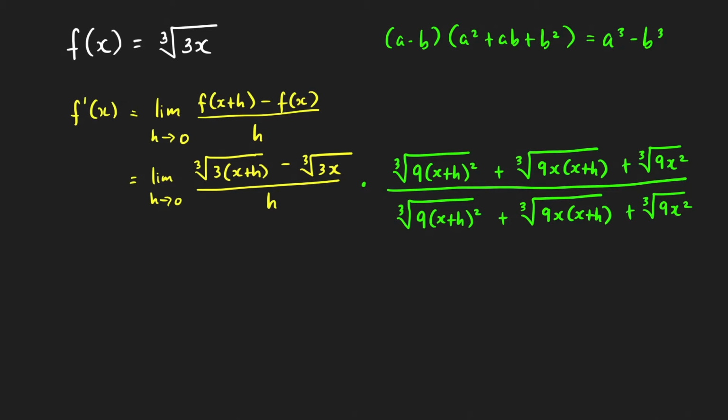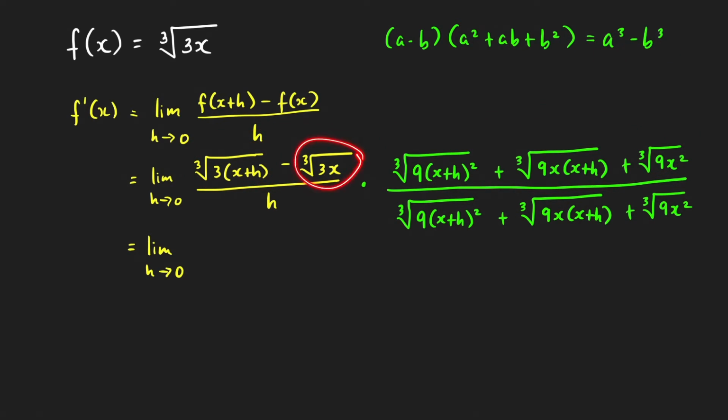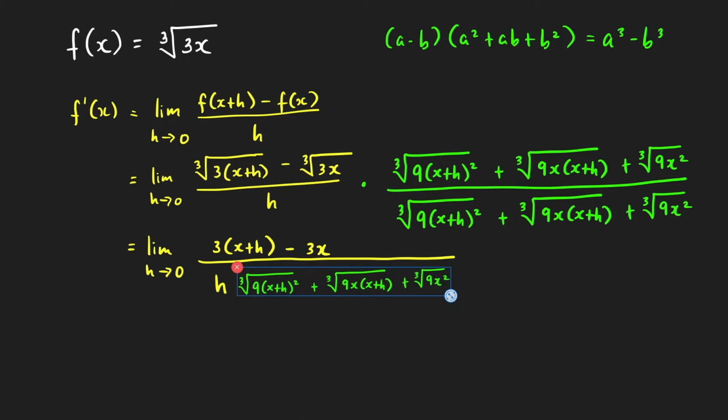And multiplying these two fractions, we'll get here limit as h approaches 0 of, so this product here will give us a cube minus b cube. It's the cube of this minus the cube of this one. So we'll get here 3 times x plus h, so just get rid of the cube root, and then minus 3x. And then all over, you have here the h, and then times again that denominator, which is equal to this one. So this quantity here.